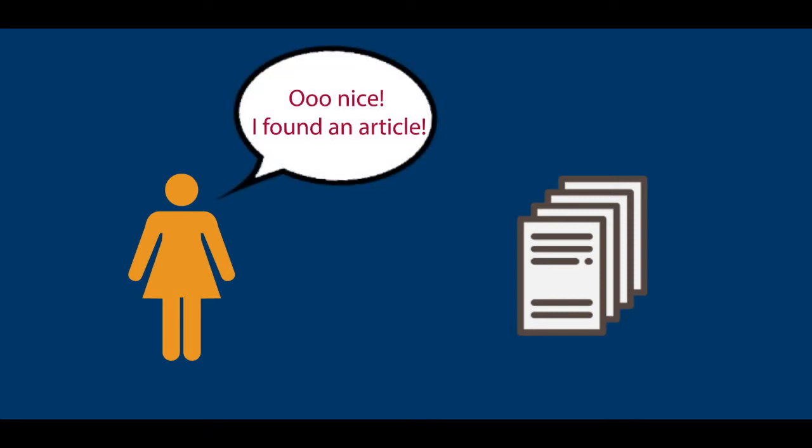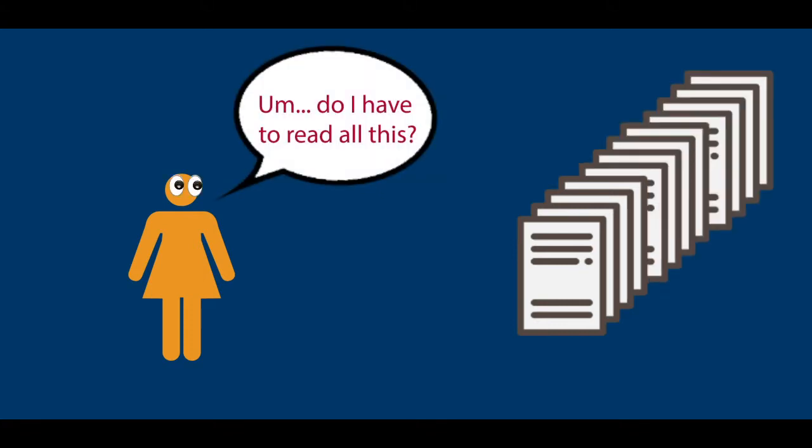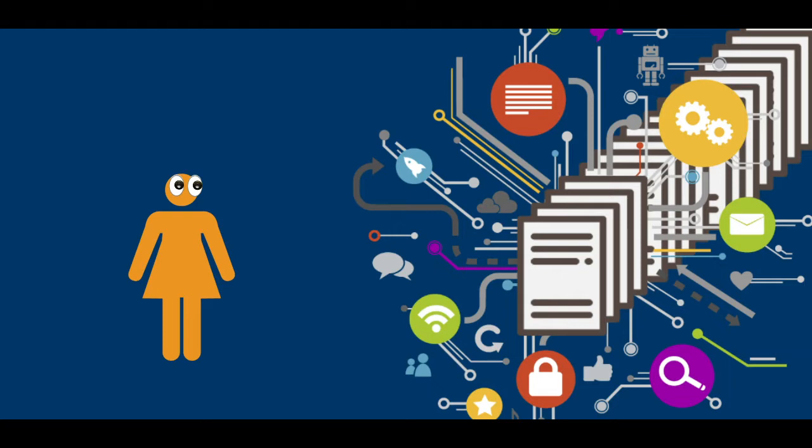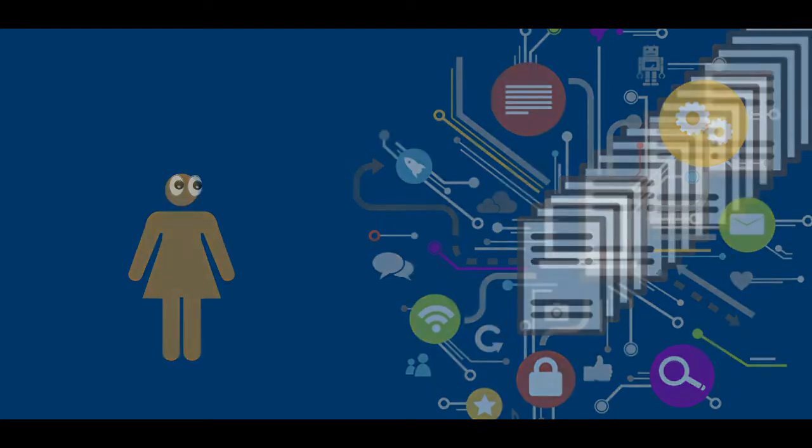When you find an academic article you think will be helpful in your research, it can be hard to know where to start. Some of these articles are incredibly long, technical, and difficult to understand. Let's break down how to approach reading academic articles.